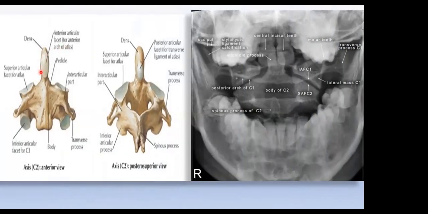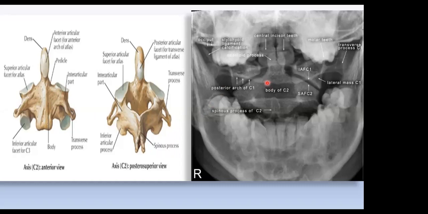In this image, we have anterior and posterior view of the axis. We can see the dens and articular facet for anterior arch of atlas, pedicle, superior and inferior articular process with superior articular facet for atlas and inferior articular facet for C3. Between them, we have pars interarticularis. And also we can see transverse process and foramen transversarum. Posteriorly, we can see lamina and bifid spinous process.